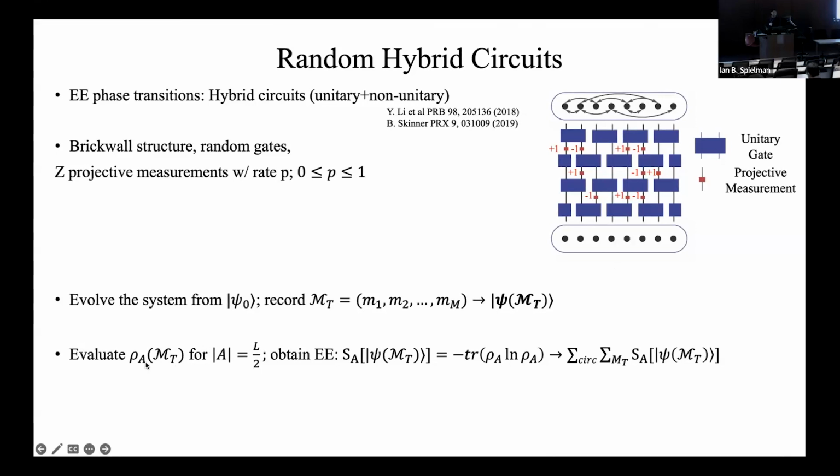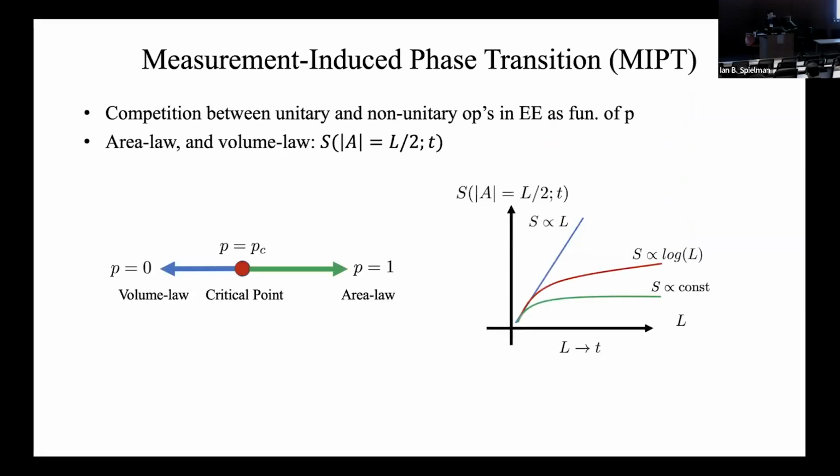For the rest of the talk, I will always talk about psi as a function of the quantum trajectories. And now, as we said before, we can evaluate the reduced density matrix of this wave function for some subsystem, for example, the half system entanglement entropy, find the von Neumann entropy from here, and then we can average over different trajectories and over different circuit configurations.